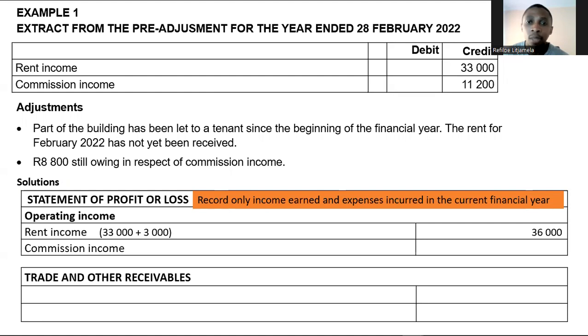For commission income, we had commission income of 11,200 and we took it up to 20,000. Our last account will be what we refer to as trade and other receivables. And I explained that we will take our total amount that is still owed to us, which is 11,800, made up of the 3,000 from rent income and the 8,800 from our commission income.